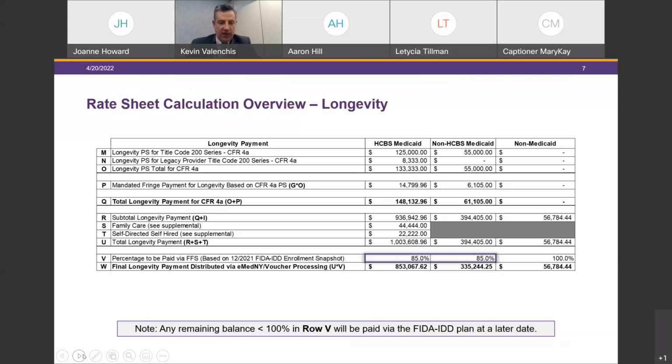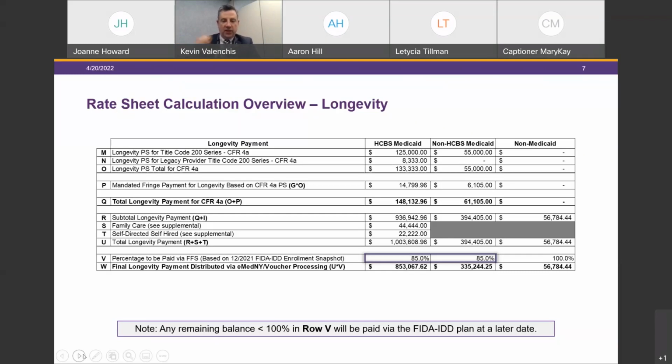Now that we have calculated your independent longevity benefit, both PS and mandated fringe, for CFR 4, your direct employed staff, and your CFR 4A, your contracted direct care staff, we simply add the two together. In this case, row R would show that the combined benefit for both CFR 4 and 4A is $936,942 in the HCBS column, and in the state plan column, $394,405, and so on and so forth.